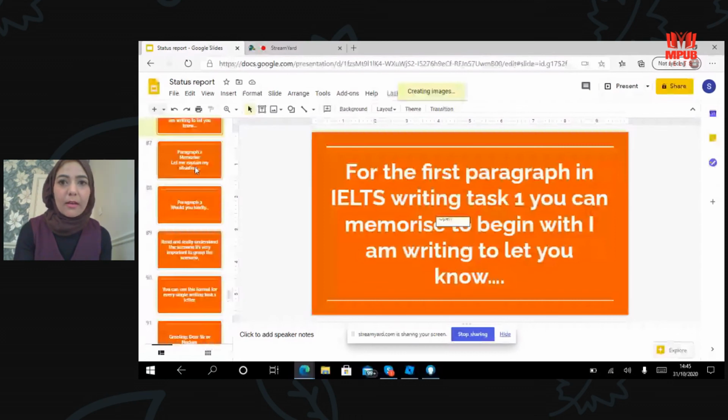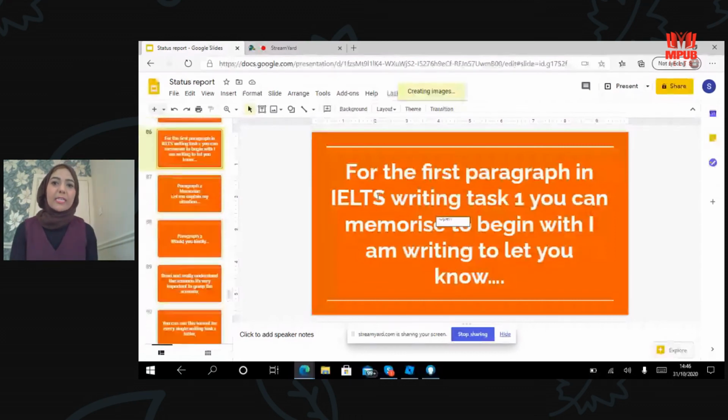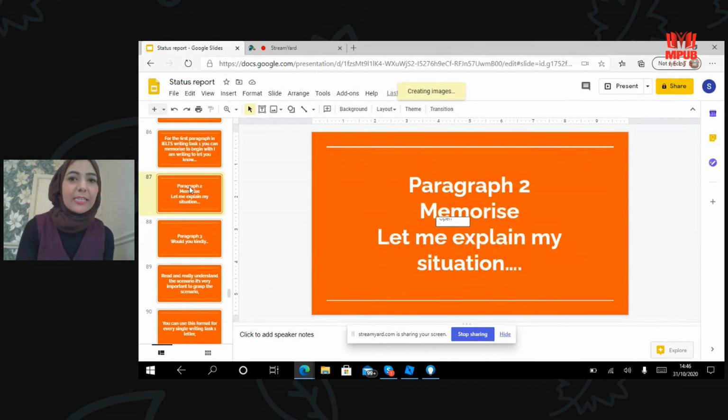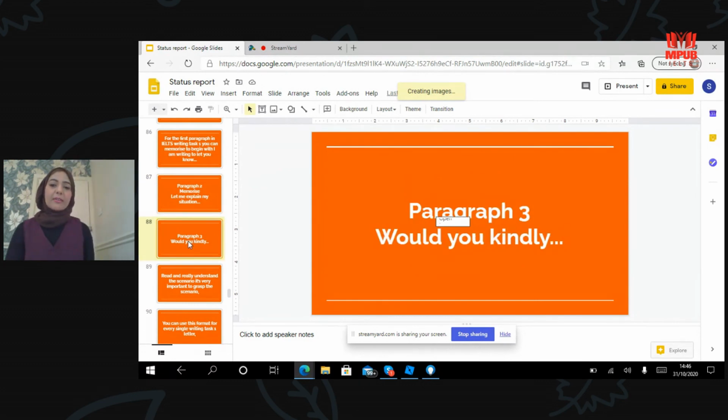So for the first paragraph in the IELTS Writing Task 1, you can memorize to begin with, I am writing to let you know. So you can always use that to open your first paragraph. And in paragraph 2, you can memorize, let me explain my situation. So you can always use that because it's going to ask you to explain. And paragraph 3, you can always begin that with, would you kindly.